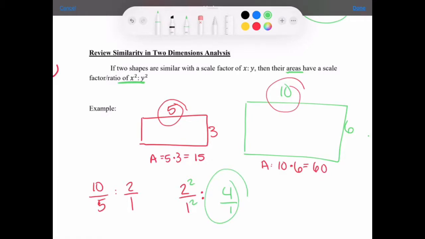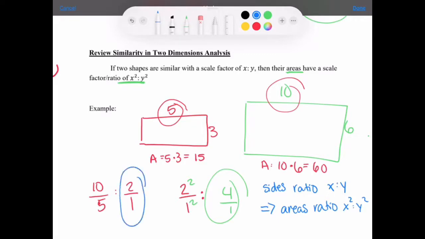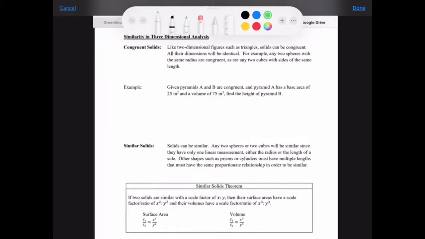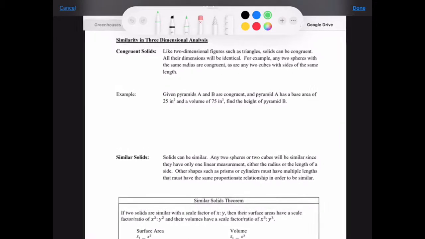So basically this is saying sides have a ratio of x to y, which tells us that areas have a ratio of x squared to y squared. So this is our side ratio, then we square them and we get our area ratio. Okay? Moving on. So let's talk about similarity in three-dimensional analysis.